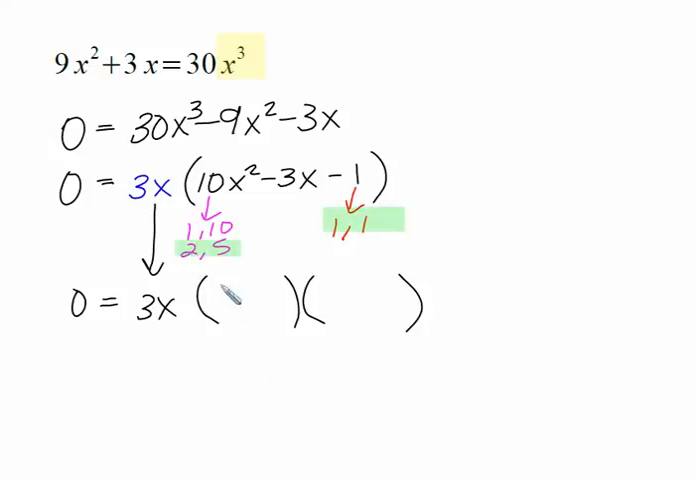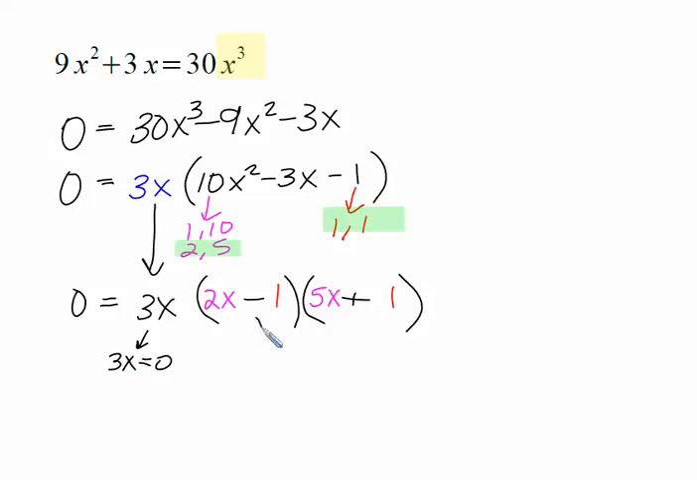That means one set of parentheses is going to have a 2x, and the other set of parentheses will have a 5x. There's going to have to be a 1 in both sets of parentheses. Now we need it to be a minus 3x, so what we want is to have a negative 5x plus 2x. So there's our factoring. And now, to finish off the problem, what we need to do is set each factor equal to 0.